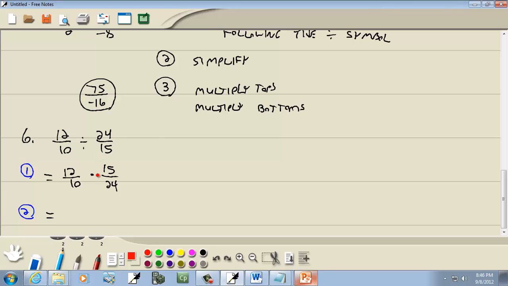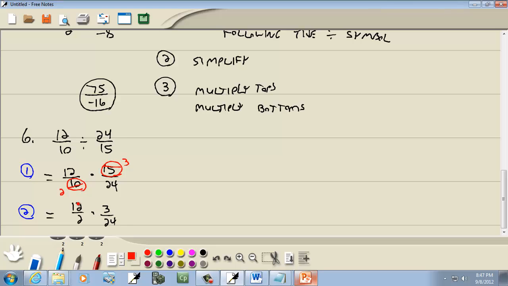Okay, simplify. If you can divide a number on top and on the bottom by the same number, do so. Well, here's 10 and here's 15. Those are both divisible by 5. 10 divided by 5 is 2. 15 divided by 5 is 3. So that's going to give us 12 over 2 times 3 over 24.